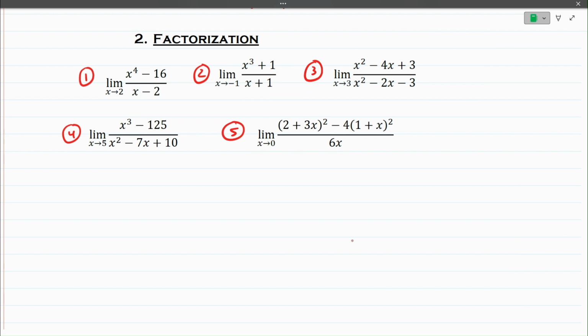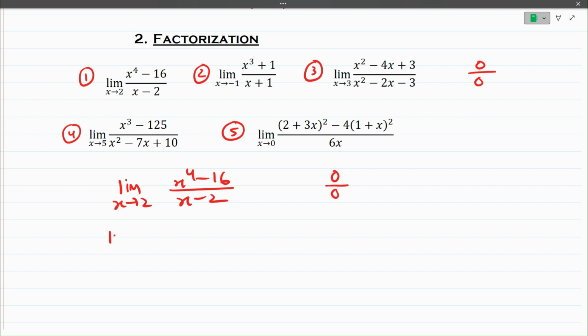Now we'll learn how to find the limit using factorization. If you have a function where you substitute the value of x and you get 0 by 0 or any indeterminate form, factorization is useful to find the limit. For example, limit x tends to 2, x to the power 4 minus 16 over x minus 2. Here, if you substitute x with 2, you get 0 by 0, which is an indeterminate form.